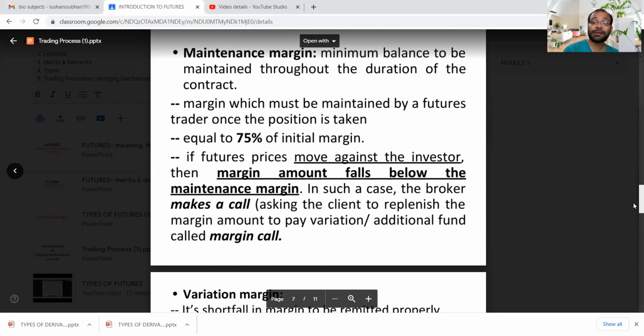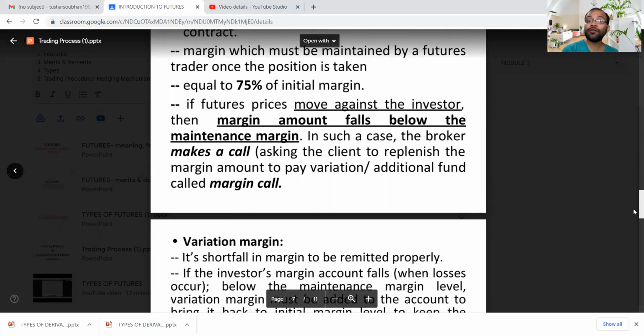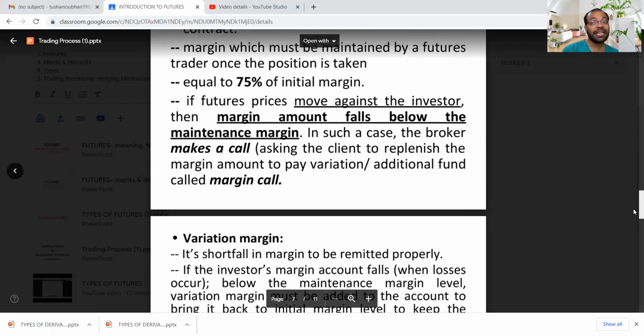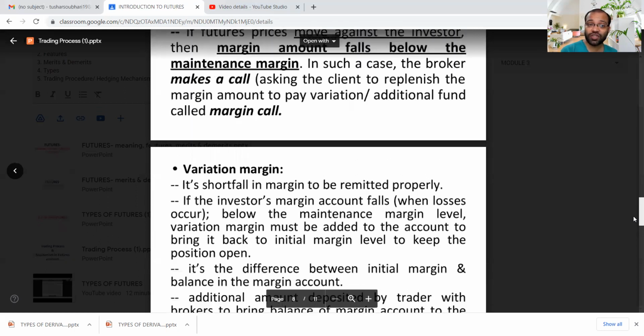Here, this margin must be maintained by the futures trader once a position is taken. It's equal to 75% of the initial margin. If the future prices move against the investor, then the margin amount falls below the maintenance margin. In such a case, the broker makes a call, asking the client to replenish the margin amount to pay the variation or the additional fund, which is called the margin call.